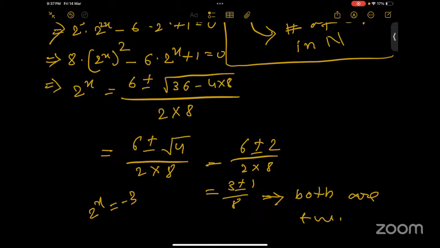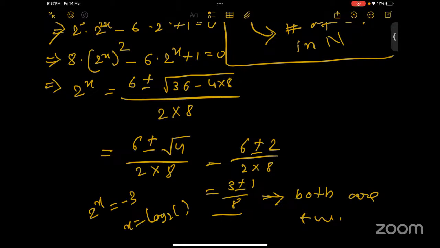So once you have some positive number, then x will be log 2 of this positive number, right? If you have any negative number, then we can't take log, so we can't calculate the value of x. If both are positive, then we can always calculate log 2 of some positive number, right? That is why we need the positive solution. Okay?